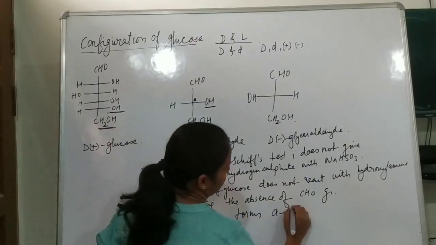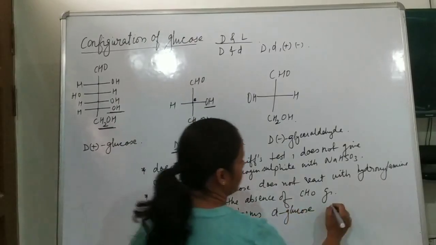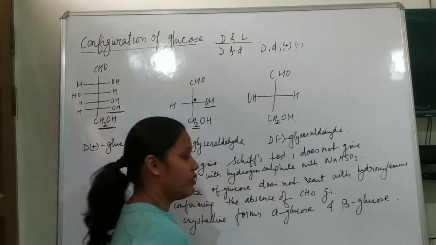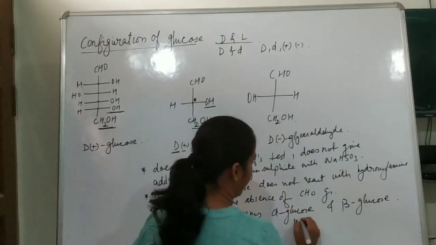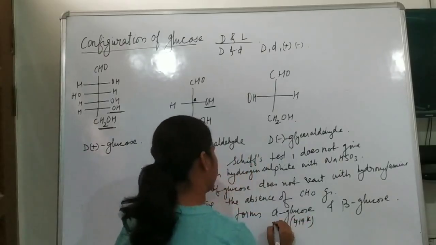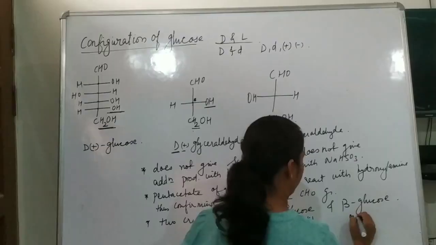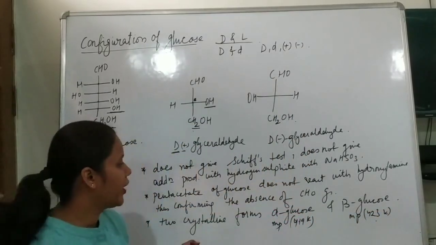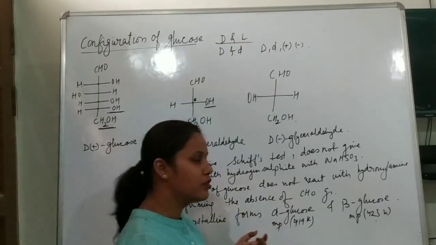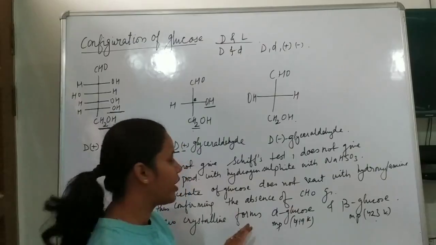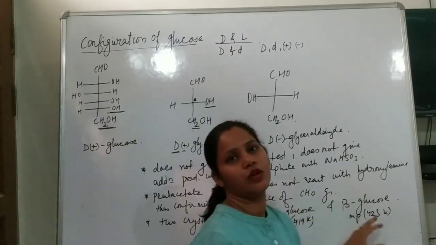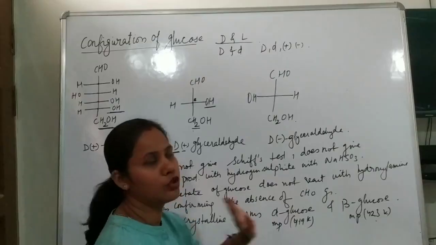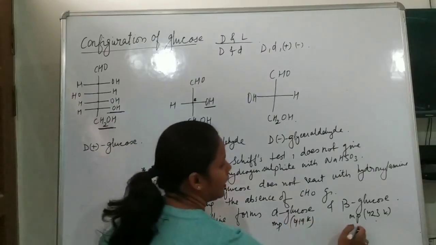That is alpha glucose and beta glucose, with a melting point of 419 Kelvin. And this one has a melting point of 423 Kelvin. The alpha glucose is obtained by the crystallization of a concentrated solution of glucose at 303 Kelvin, whereas beta glucose is obtained by the crystallization of a saturated aqueous solution of glucose at 371 Kelvin.